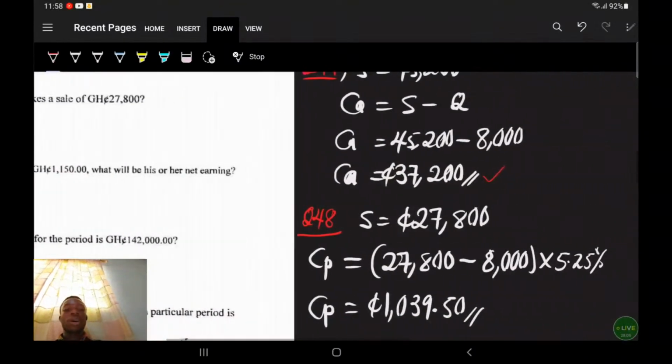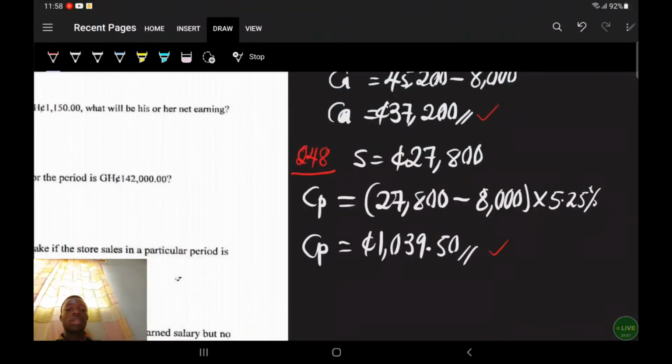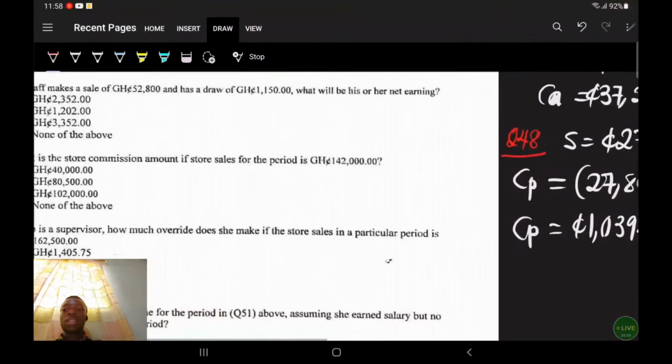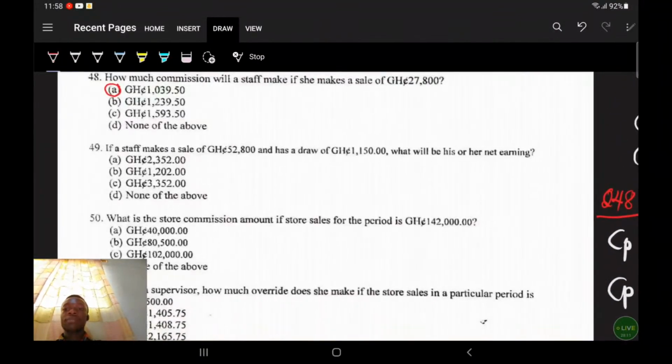1039.5. That's why we have here. So let's take note of that. Now let's move on to question 49.